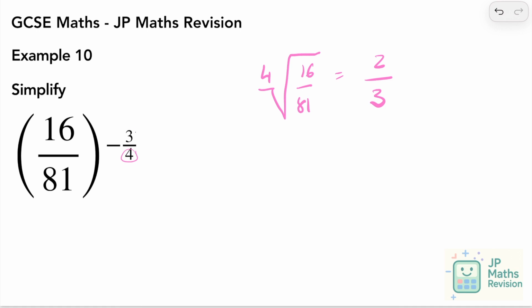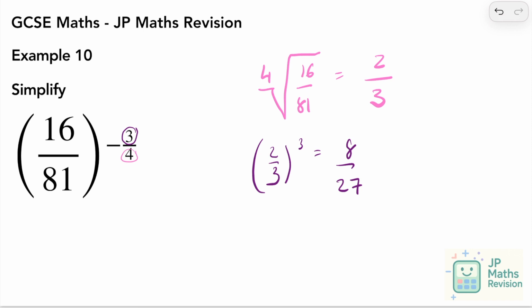So now what we're going to do is we're going to deal with this 3. So what that does is it raises our answer to the power of 3. So we're going to do 2 over 3 to the power of 3. So 2 cubed, that's going to be 2 times 2 times 2, which is 8. And 3 cubed, that's 3 times 3 times 3, that is 27.